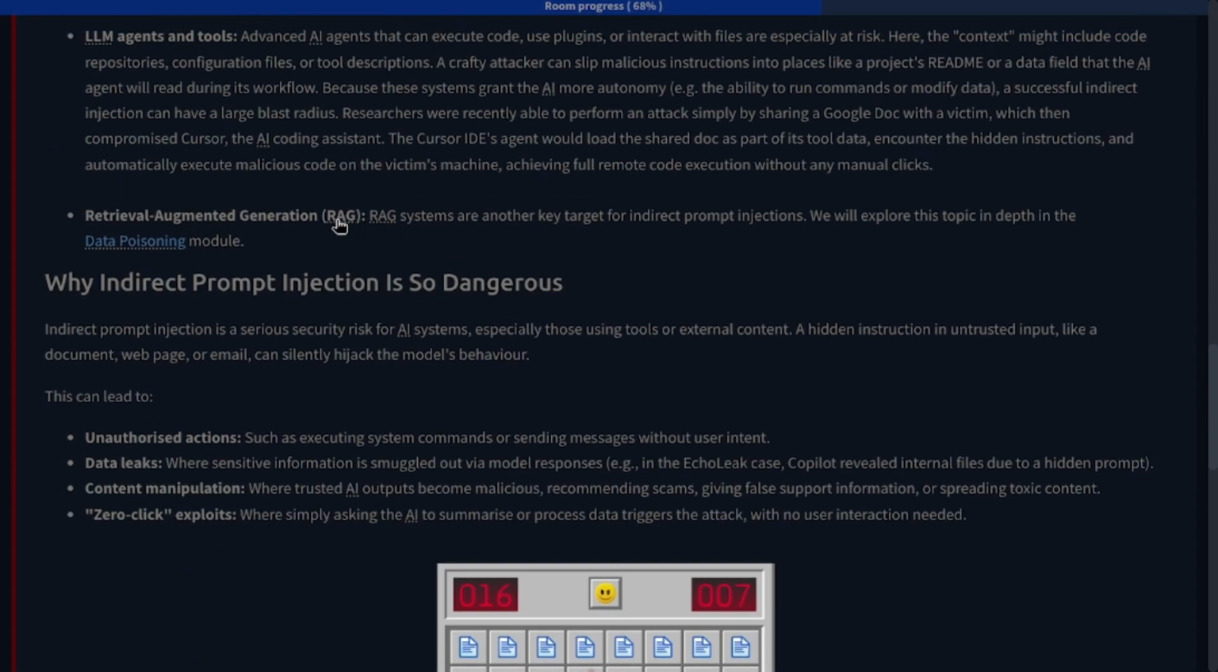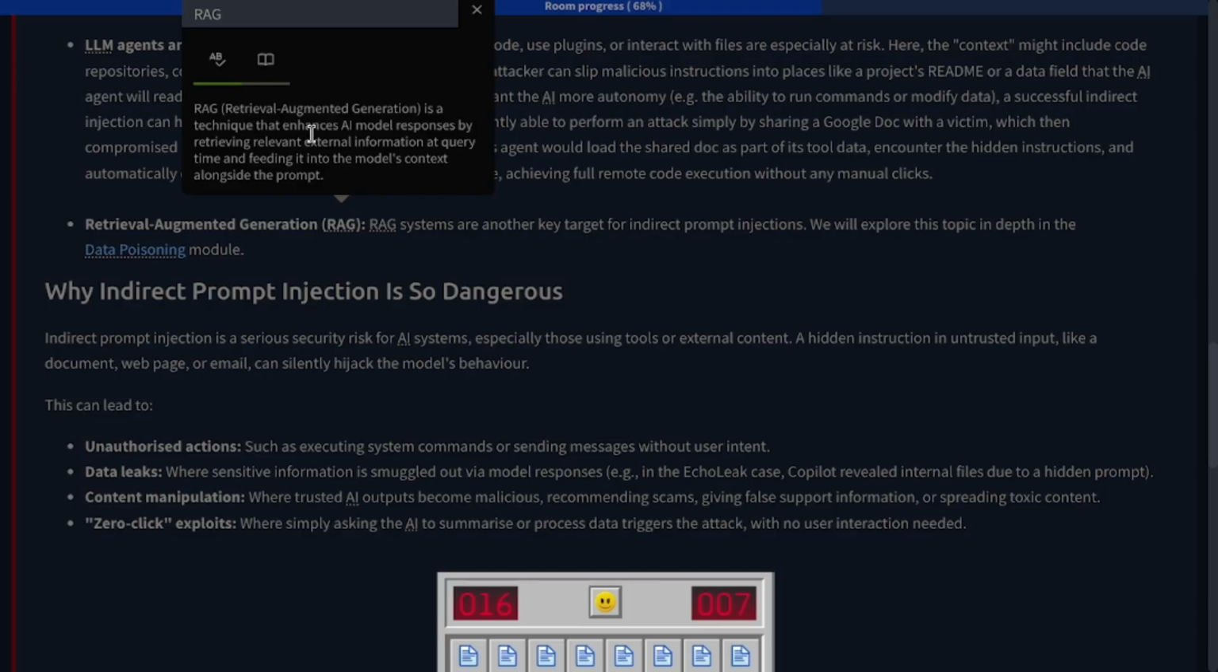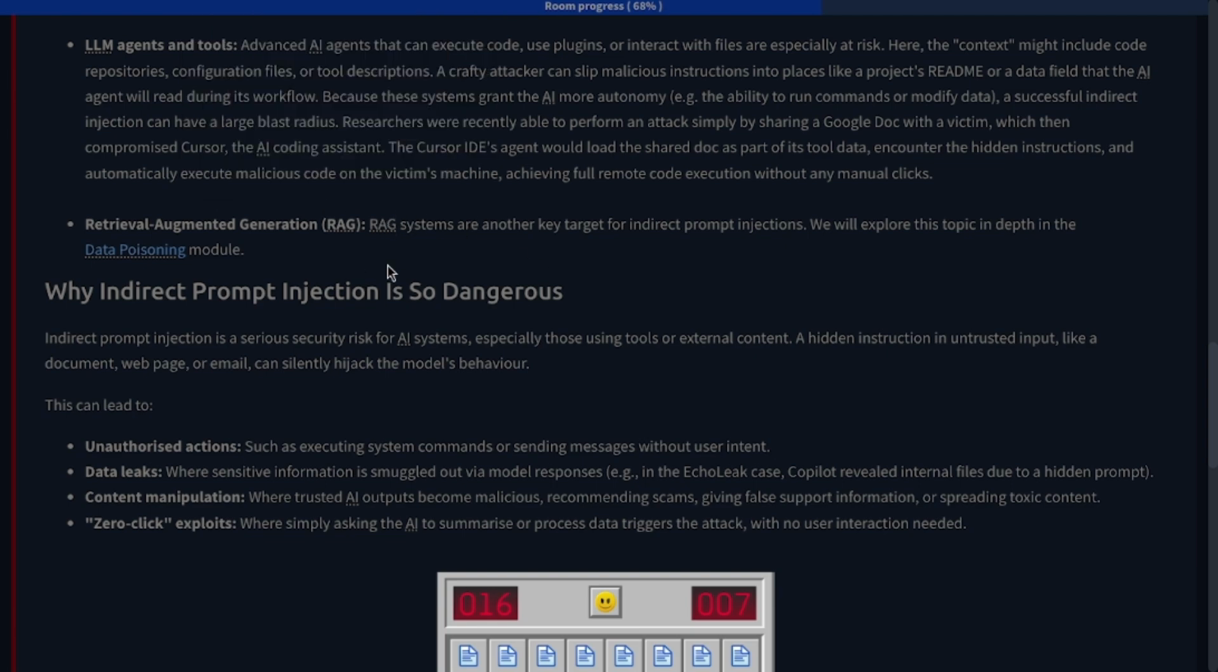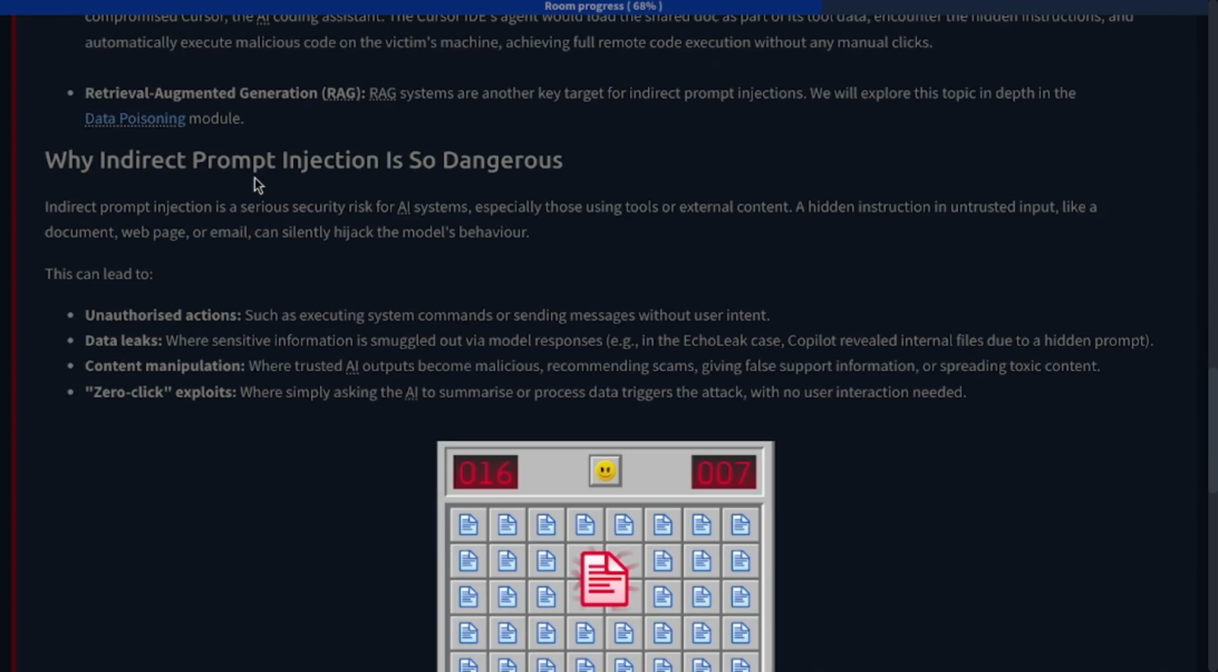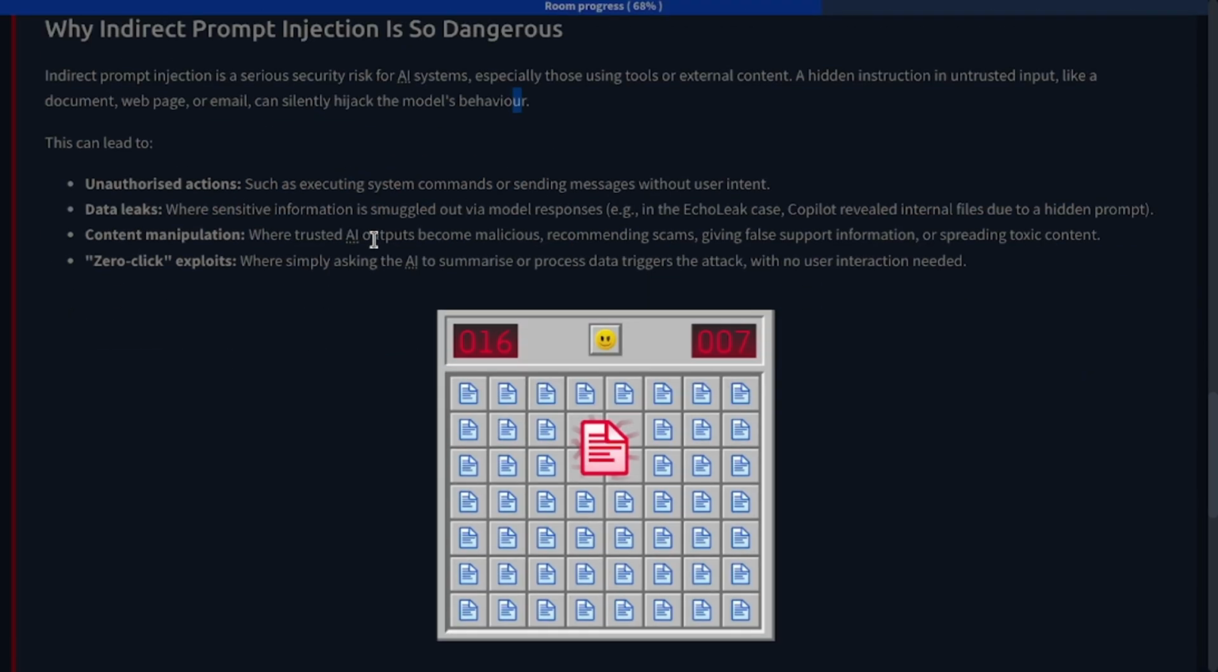Furthermore, RAG, which is retrieval augmented generation, is a technique that enhances AI model responses by retrieving relevant external information at query time. This can be used as well by giving some external information, some malicious instructions. So it's dangerous because it relies especially on tools or external content. A hidden instruction is untrusted input like a document, web page, or email that can silently hijack the behavior.